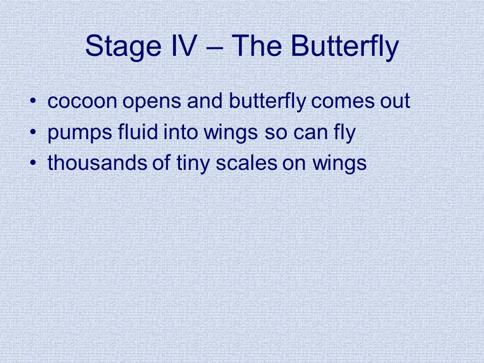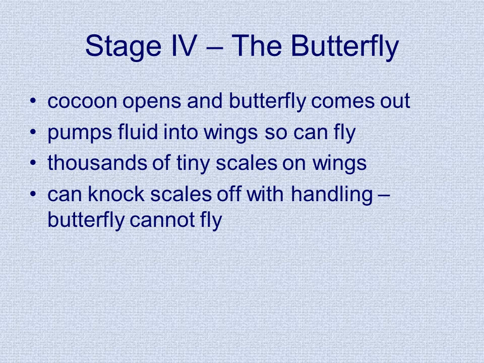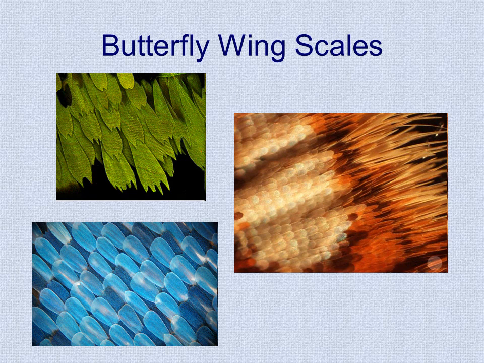Now there are thousands of tiny scales on these wings, and this is pretty important because this is what gives the butterflies their different colors. If you handle a butterfly and knock the scales off of the wings, the butterfly can't fly. So these scales are very important for the butterfly to be able to get around.